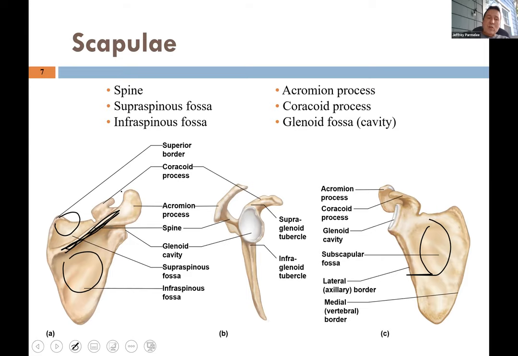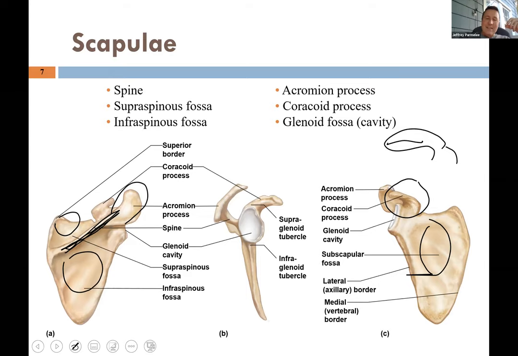At the end of the spine is your acromion process. It's what you feel on your shoulder out here. And then coming anteriorly is this coracoid process. It kind of looks like a crow's beak. Kind of looks like a little beak, sort of.